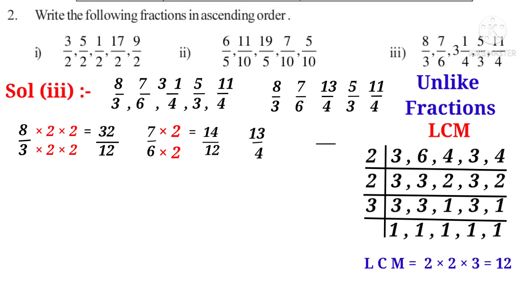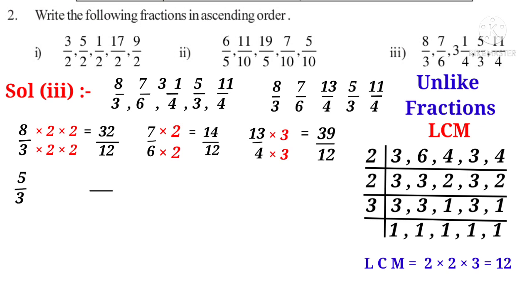Now let us take the third fraction, 13 by 4. Observe that 4 is 2 into 2, so we have to multiply both numerator and denominator by 3. That is 13 into 3 by 4 into 3. 13 into 3 is 39. 4 into 3 is 12.